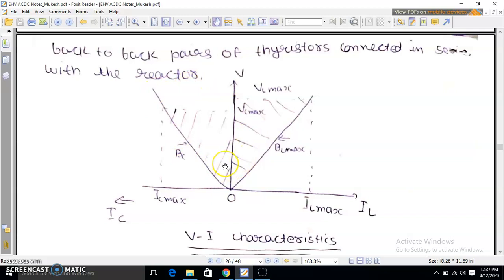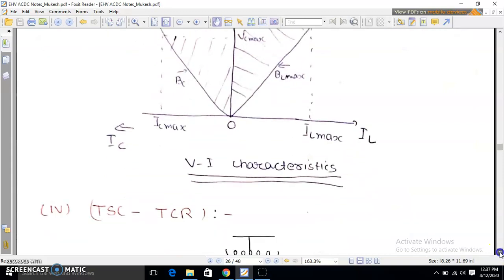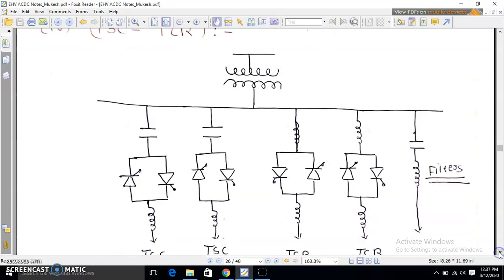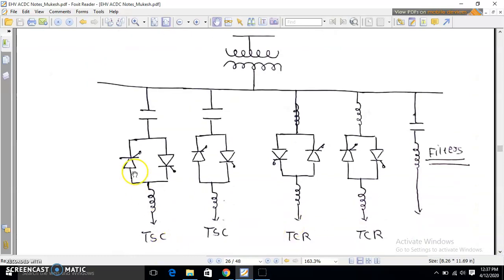The VI characteristic can be seen in this diagram. Next one is the TSC TCR. Here TSCs are in a pair and TCRs are also in a pair. This is the filter.